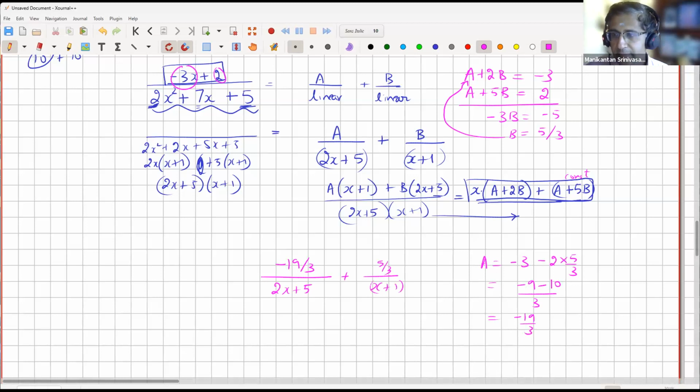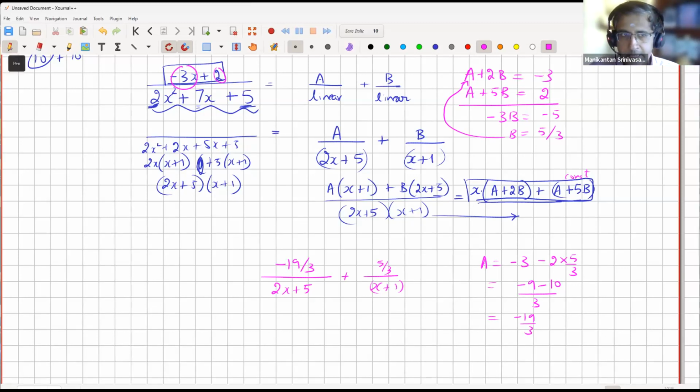Now, the further steps in this problem, for example integration, become much easier once we split into this partial fraction. This concept of splitting into two linear parts in the denominator is called partial fractions. That's all I have to say on partial fractions at this point.